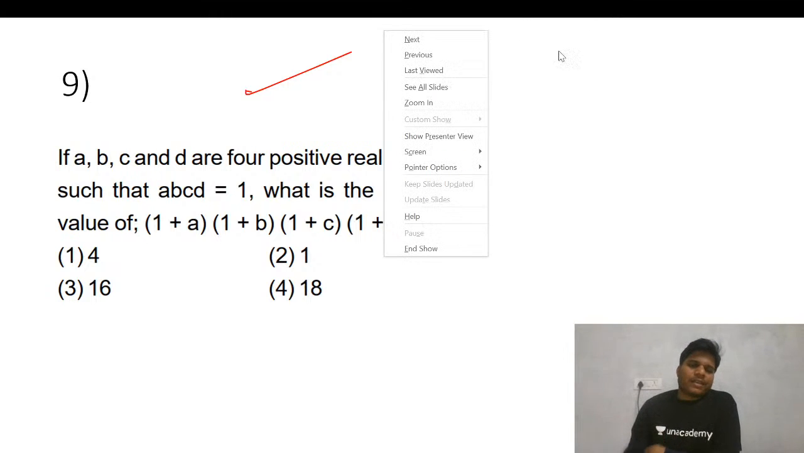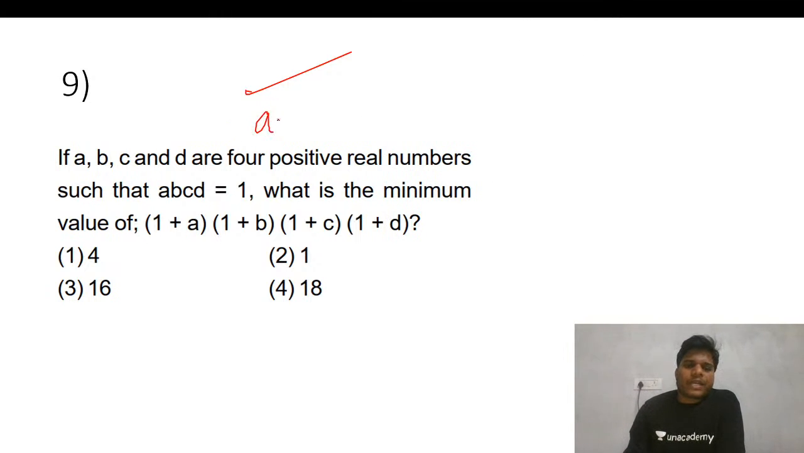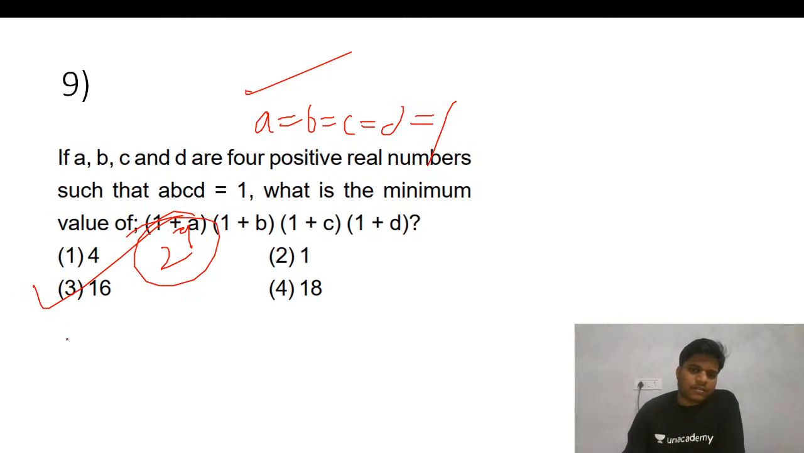Okay, so here what will be? You have to take a equals b equals c equals d, that is 1. Just put it in here. So you'll get 2 to the power 4, that is 16. 16 will be the answer for this one.